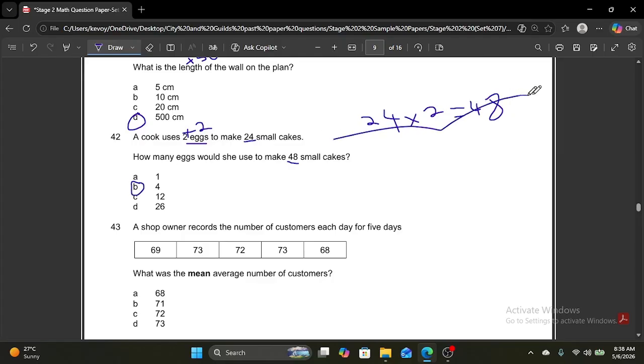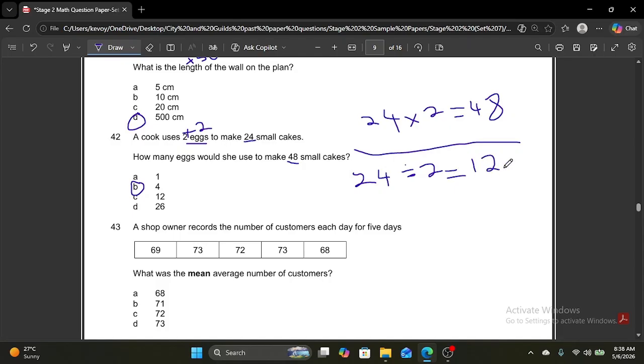This is just one way of looking at it. If you wanted to, you could also ask how many cakes can be baked with 1 egg. So you look at the unit, for 1 egg. You just divide. So 24 divided by the 2 eggs, if you want to see how many cakes 1 egg can make. 24 divided by 2 is equal to 12. So that means that 1 egg can make 12 cakes.